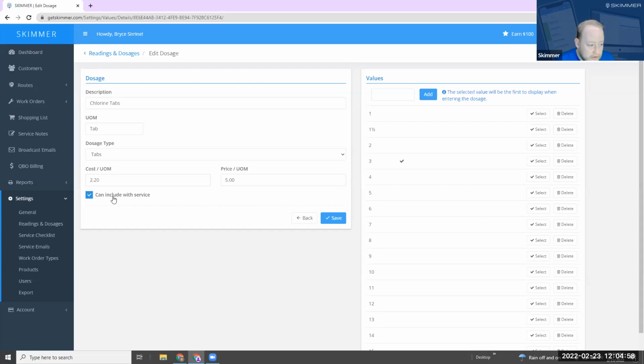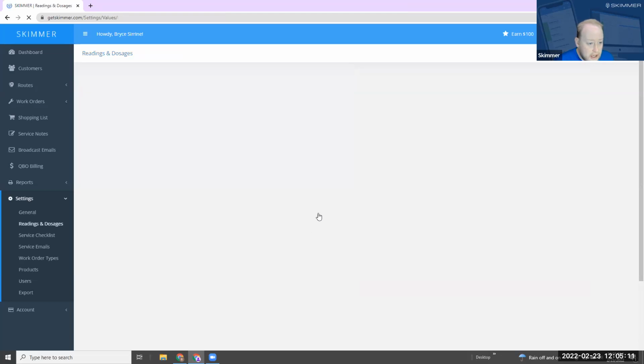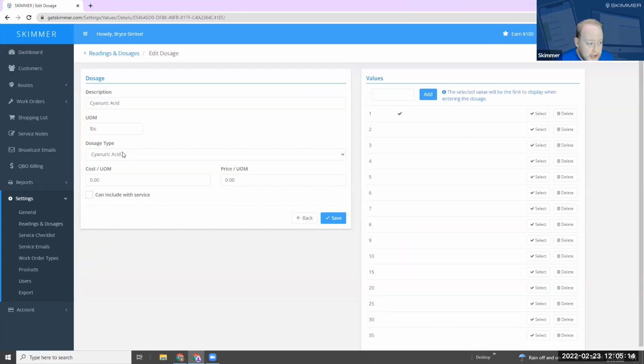You check if this can be included with the service. So if you are one of those people who does include chemicals in your pricing, that doesn't always mean every chemical. You probably include chlorine and acid in that instance, but you might not include something like cyanuric acid, something that you don't regularly have to put in the water. So in this situation, you might want to not include it. So you'd have this box unchecked. And if you added this to anyone's pool, they would have to pay that $15 per pound, or whatever it is that you end up charging when you're adding that cyanuric acid to the pool.